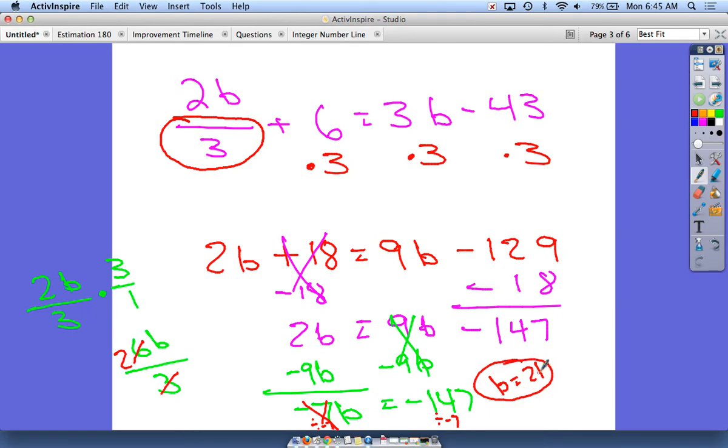And again, if I wanted to make sure I was right, I could come up here and do 2 times 21 divided by 3 plus 6, and whatever I got there should be the same thing as 3 times 21 minus 43.